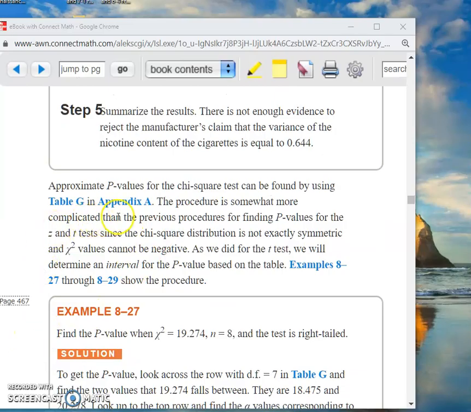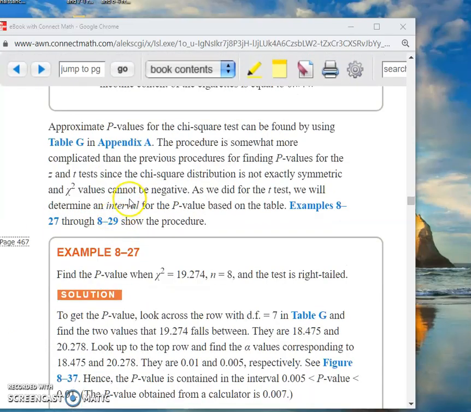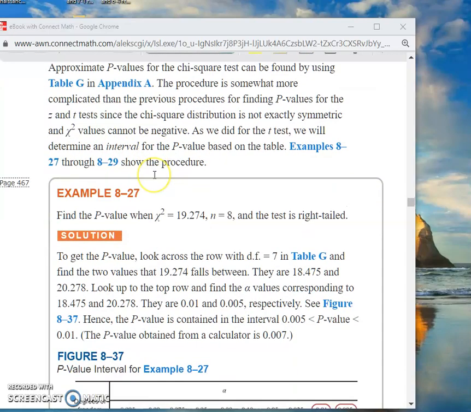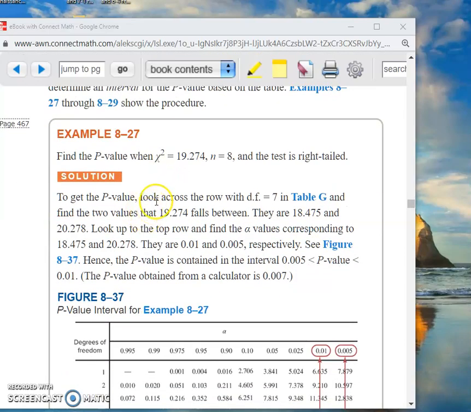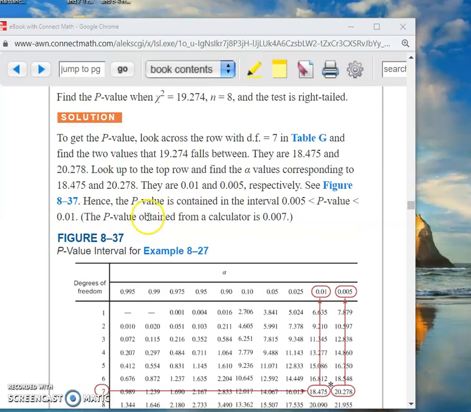Okay, so now we want to talk about the p-values. The same idea as before with the p-values. P-values always do the same thing. With the p-values, you find the exact probability of getting that particular result. So it's really nothing new. It's just using these tables.